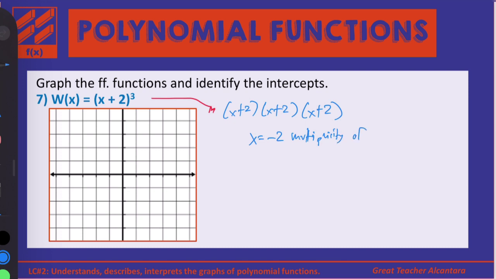Multiplicity of 3. The multiplicity basically comes from the exponent of the given binomial. Again, this is not for all cases. If you remember our previous example earlier, there's a grouping symbol also, but it doesn't fit the bill. So you still have to double check if it works or not.